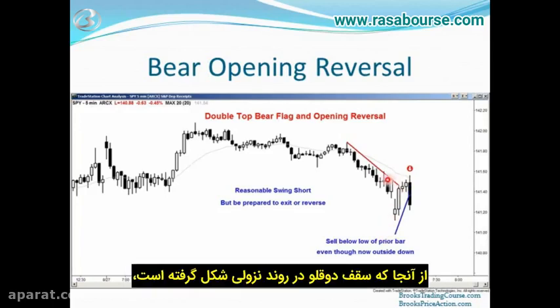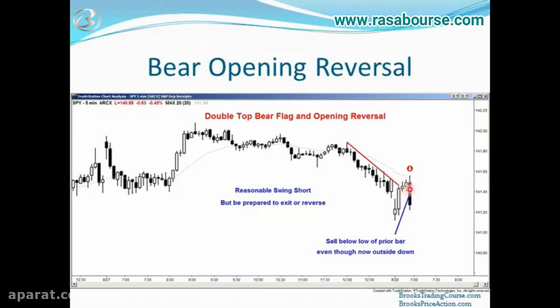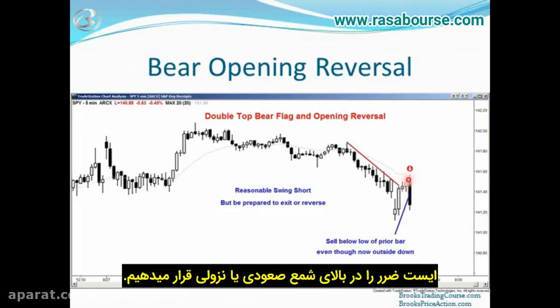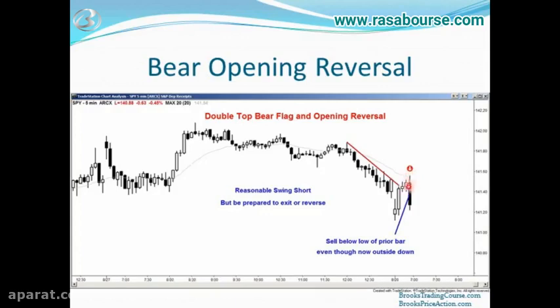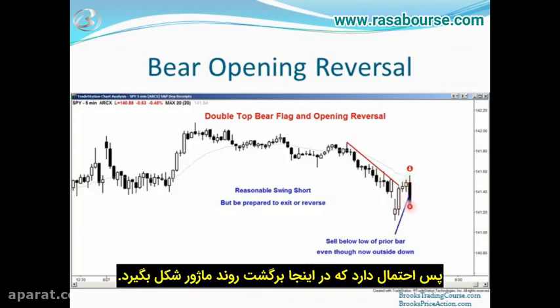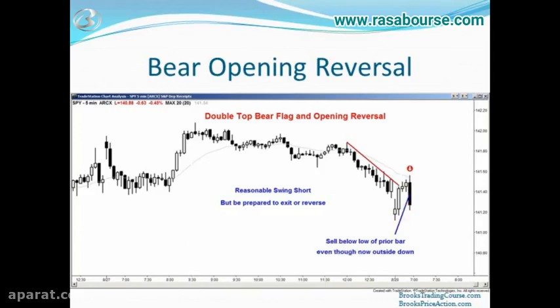Okay, since we have a double top and a bear trend, even with the 4 bull bars, aggressive bears could short 1 tick below the low of the prior bar as the bar is going outside down. It's certainly a reasonable swing short, going for a reward equal to twice the risk. The stop would either be above the high of this bull bar or above the high of the bear bar. However, given that we broke above the trend line and we hit the moving average, we may end up getting a major trend reversal down here, so the bears would have to be pretty quick to get out of shorts if we start to reverse up.